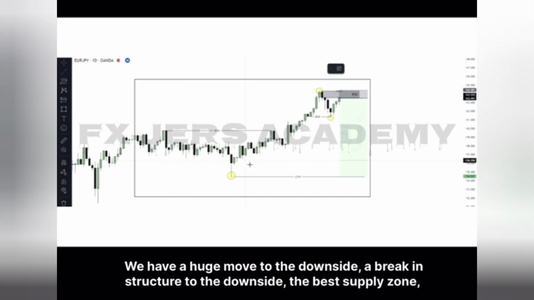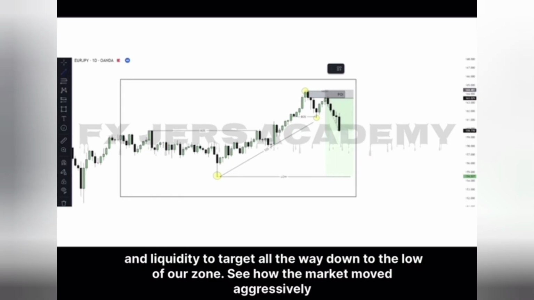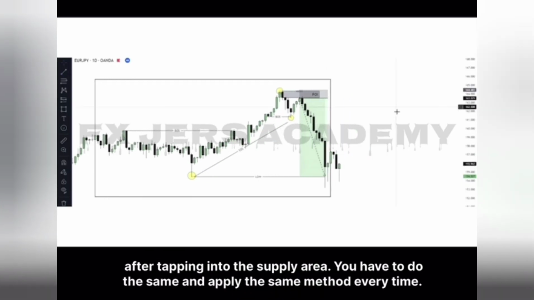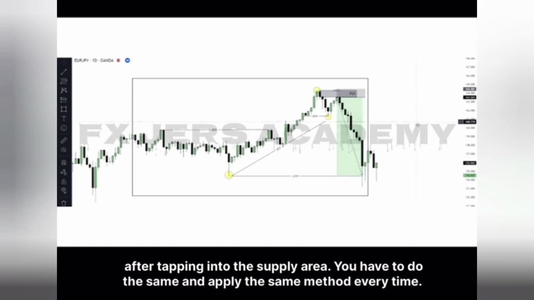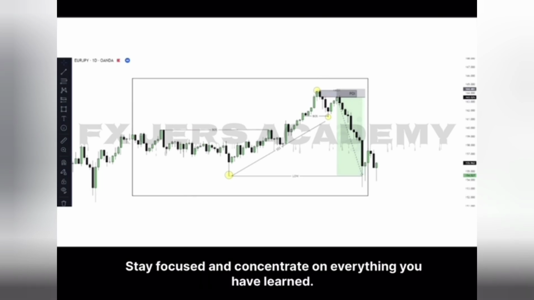We have a huge move to the downside, a break in structure to the downside, the best supply zone, and liquidity to target all the way down to the low of our zone. See how the market moved aggressively after tapping into the supply area. You have to do the same and apply the same method every time. This is an easy 1:10 RR trade, which is the best risk to reward ratio. Stay focused and concentrate on everything you have learned.